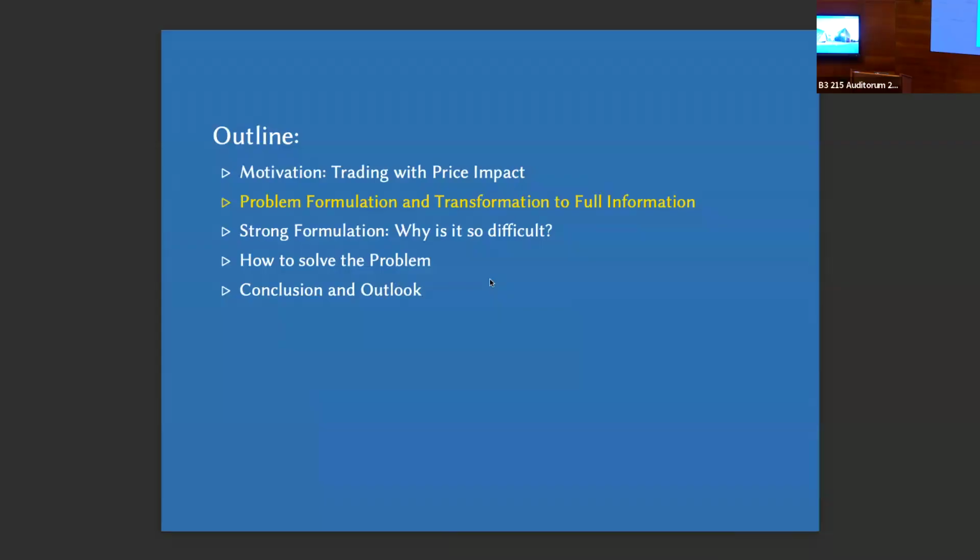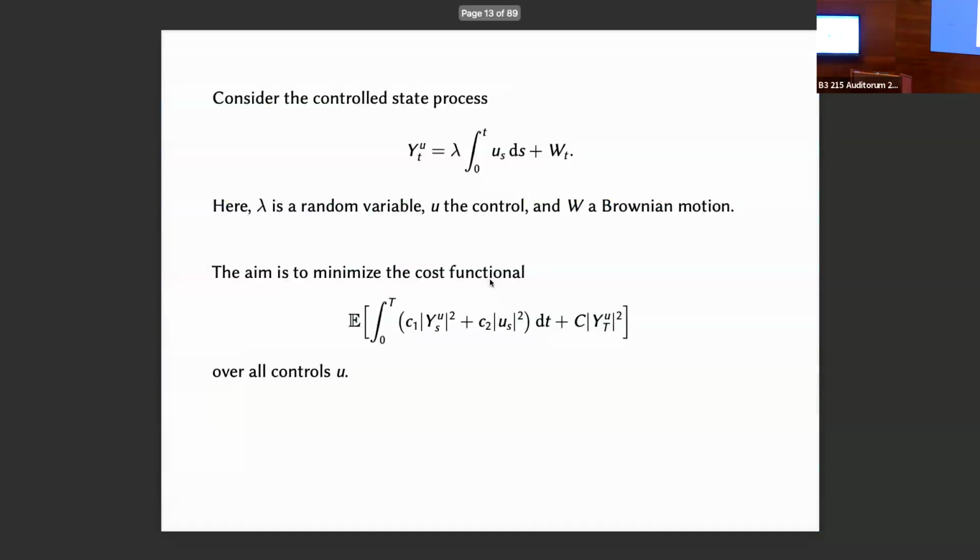All right, so let me set the scene. What's the exact problem that we are looking at throughout this talk? It's a simplified version of this price impact setting. So our controlled state process is now denoted by Y, and it takes the form Brownian motion plus random variable lambda, and then you integrate your control to get to the current state. The objective here is just taken to be quadratic in the state and in the control. Finite time horizon can be generalized, no problem.